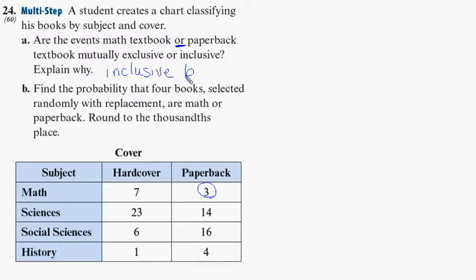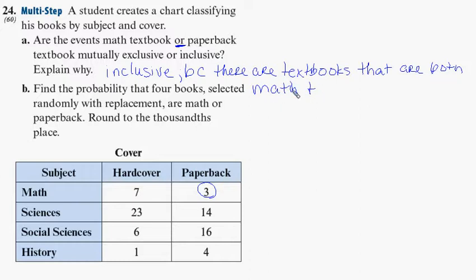because there are textbooks that are both math and paperback, okay? So both math and paperback. So that's the explanation for how we know that it's inclusive.